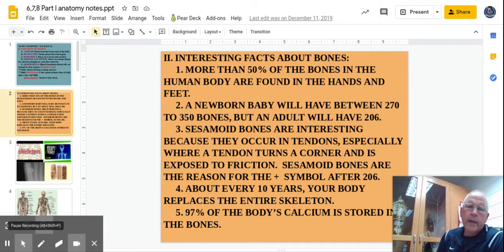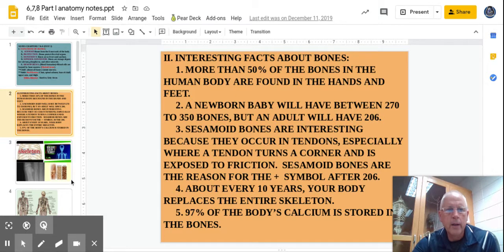Number 3 is kind of interesting. You always see a plus symbol a lot of times on internet sites and diagrams when we're talking about the skeletal system, and people always ask, what's the plus for? Is it 206 or not? The plus symbol is, there's little things called sesamoid bones. I'll show you a picture in a little bit. Well, I'll show you right now.